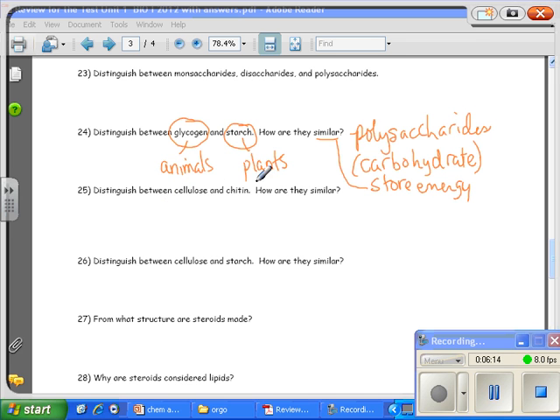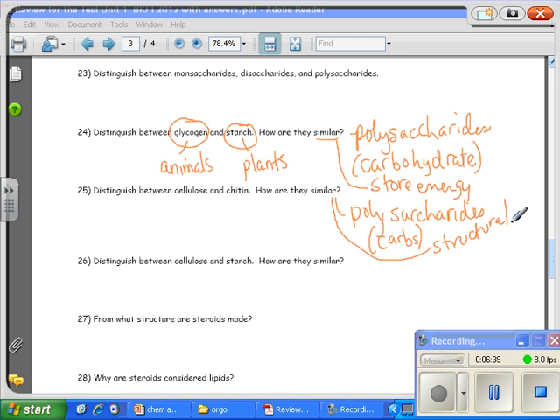Distinguish between cellulose and chitin, and how are they similar? Again, they are both polysaccharides, which means they are both carbs, carbohydrates. And they're complex carbs, same with these. These are all complex carbs, they're all polysaccharides. And they don't store energy though, they are structural.